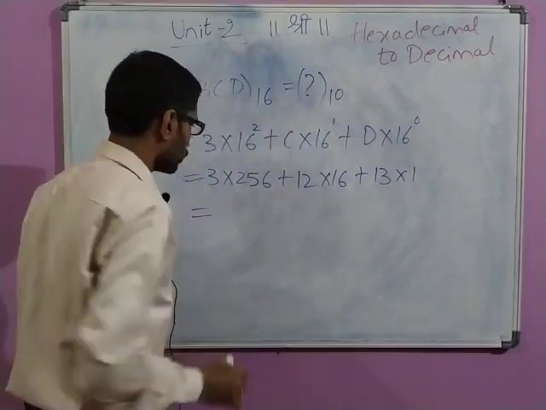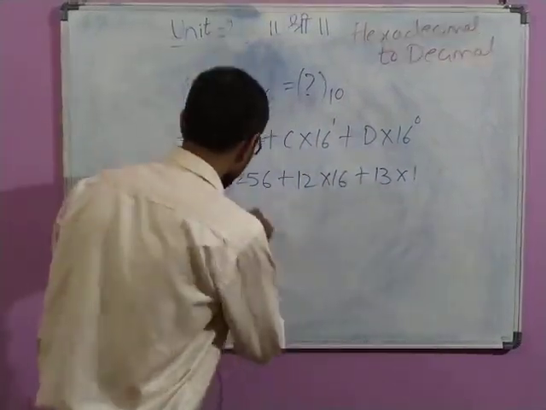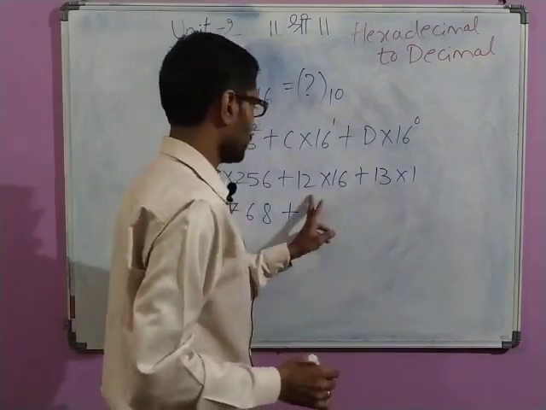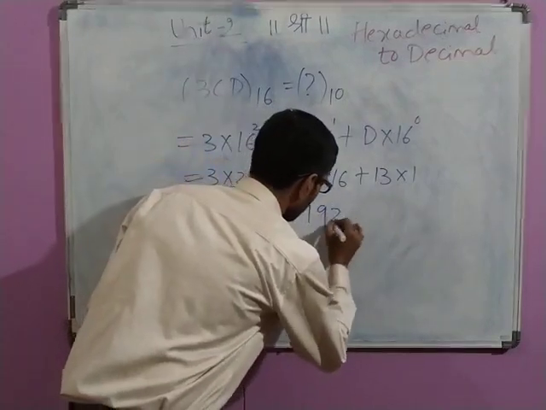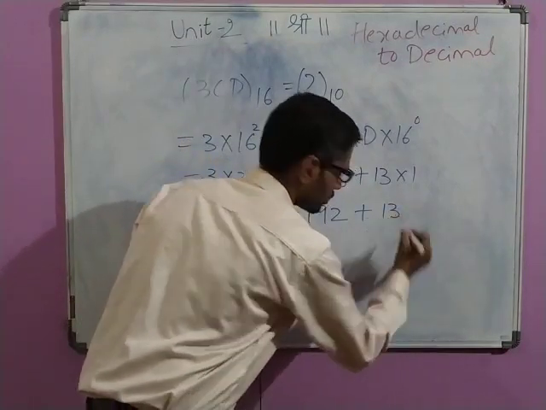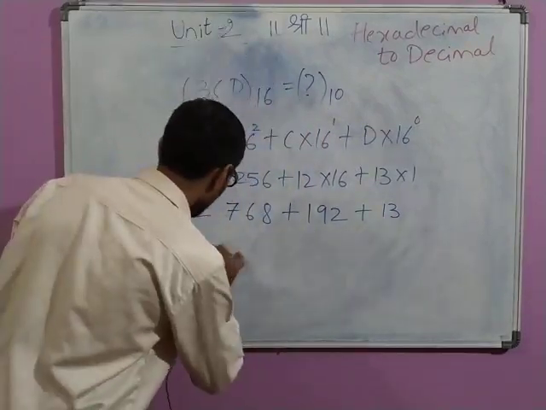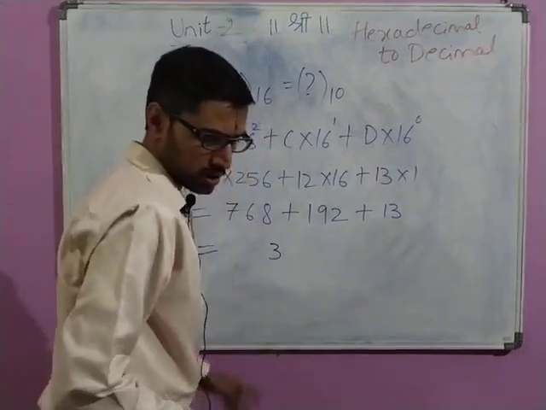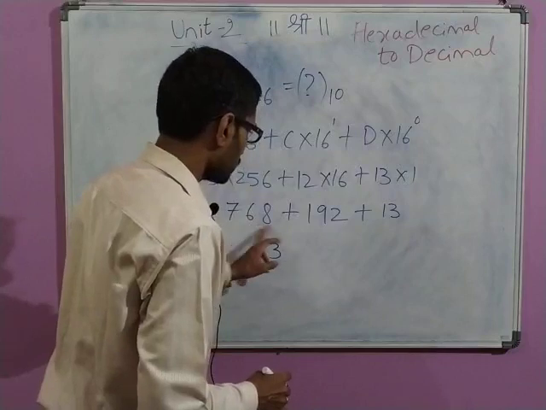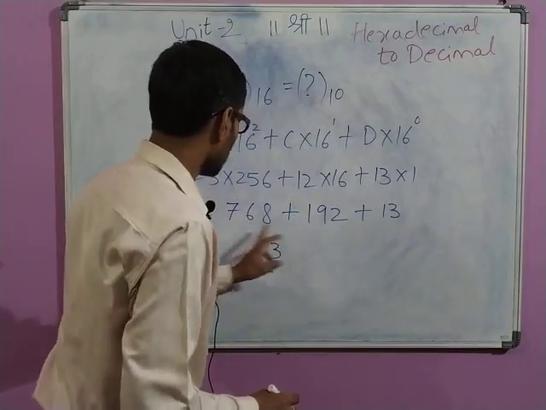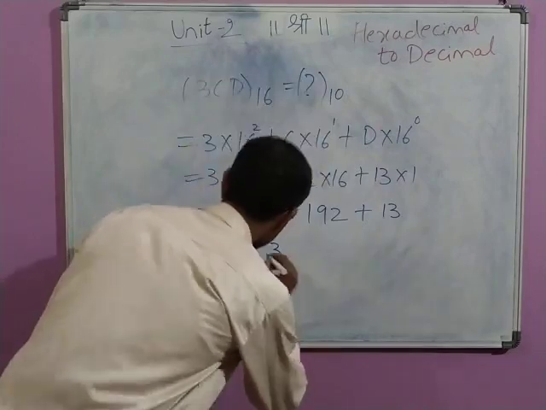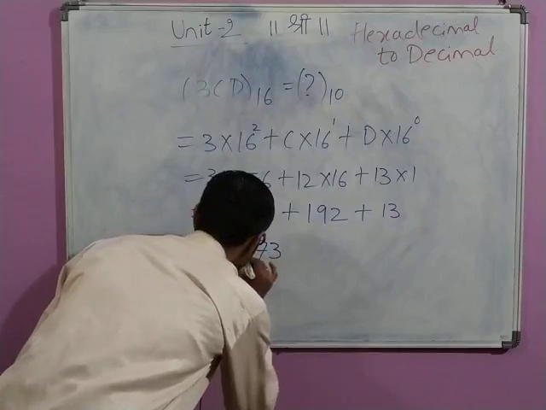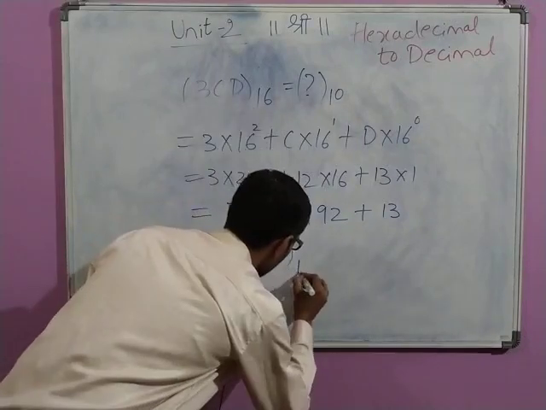So this will be 256 into 3, 256 into 3 will be 768 plus 16 into 12, 160 plus 32, 192 plus 13. Hope this is correct. So now it will be 8 plus 2, 10, 10 plus 3, 13, and then we can have this 13 and 9 plus 1 is 10, 10 plus 16 plus 1, it will be 7, and then 7 plus 1, 8, 8 plus 1, 9. So this will be 973 to the base 10.